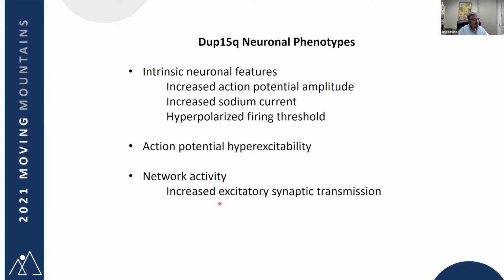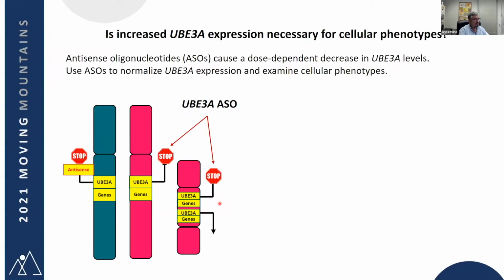So now we want to take these phenotypes and look at the role of UBE3A. So the first question we're asking is, is increased UBE3A expression necessary for these cellular phenotypes? To ask whether UBE3A expression is necessary, we're going to use these antisense oligonucleotides that you've also heard a little bit about from Stormy as well as from James. Basically, if these ASOs are targeted to UBE3A, we can use them to cause a dose-dependent decrease in UBE3A levels. So what we're going to do is normalize UBE3A throughout development. These Dup15q neurons have the whole set of overexpressed genes. We're going to specifically just normalize UBE3A throughout development and see if the cellular phenotypes are still produced.